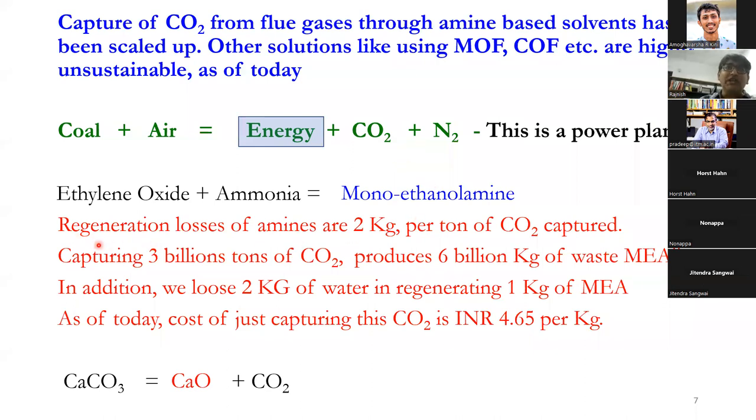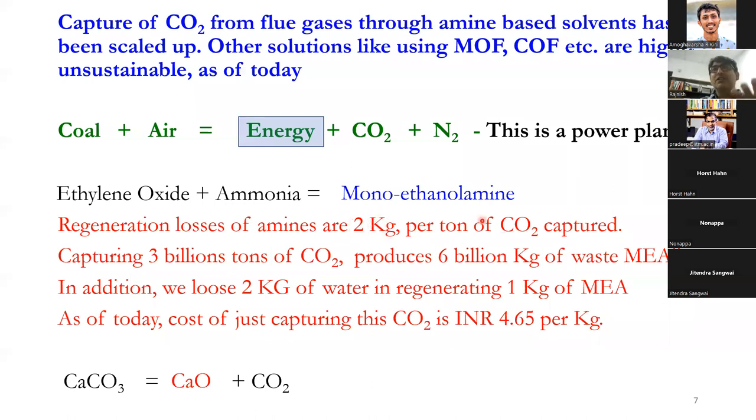If you are going to capture this CO2, billions of tons of this CO2, by this monoethanol amine, the regeneration losses of amine are roughly 2 kilogram per ton of CO2 captured. So the numbers are very simple. If you are going to capture 3 billion tons of CO2 to become net CO2 zero in India, you are going to waste 6 billion kilogram of MEA, which ultimately will go waste because it cannot be regenerated.